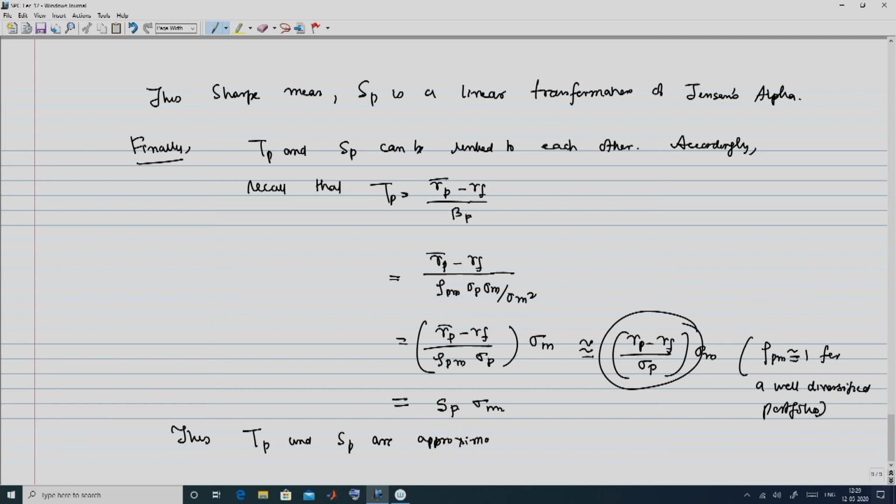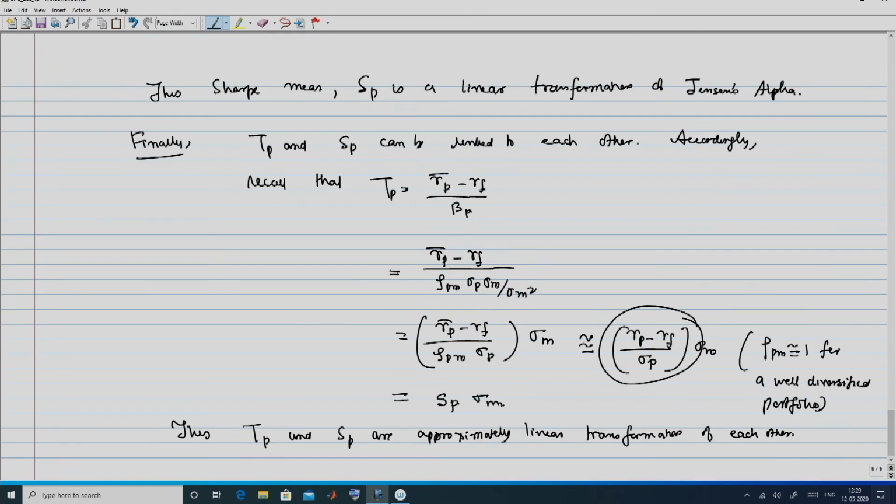Thus, T_p and S_p are approximately linear transformations of each other. And before I forget, I just want to point out one thing, that I have assumed that rho_pm is approximately 1 for a well diversified portfolio. The reason for doing this is that if your portfolio P is well diversified, the more diversified it is, the closer you are getting to the market portfolio. That means you are getting to the portfolio mimicking the market portfolio M, and accordingly the correlation coefficient will keep approaching 1.